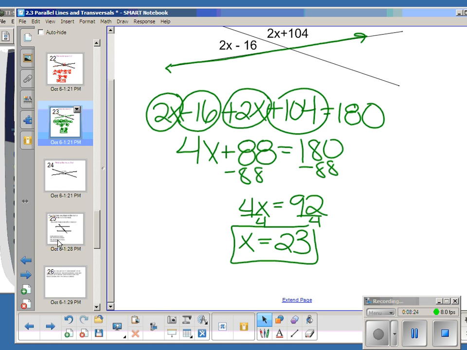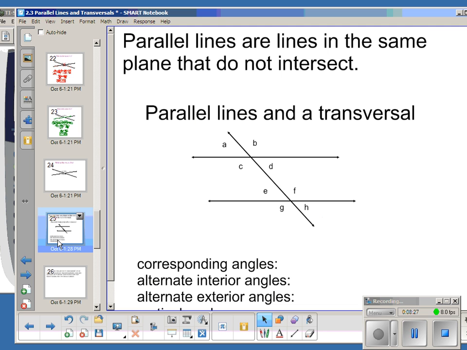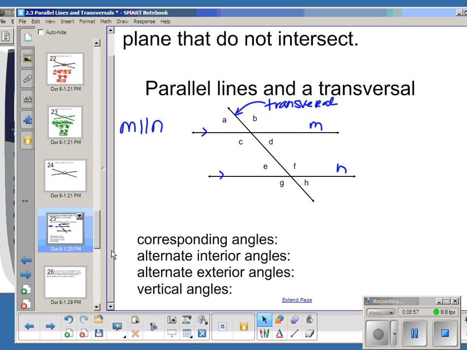Okay, so we're going to move on now to parallel lines cut by a transversal. So first we need to know what that means. Sometimes your book will label parallel lines with two arrows, and other times in the problem they will say, let's call this line M and this line N. They will say M is parallel to line N, and the line that cuts those parallel lines is called the transversal. And we get three special types of angles when we have parallel lines cut by a transversal.